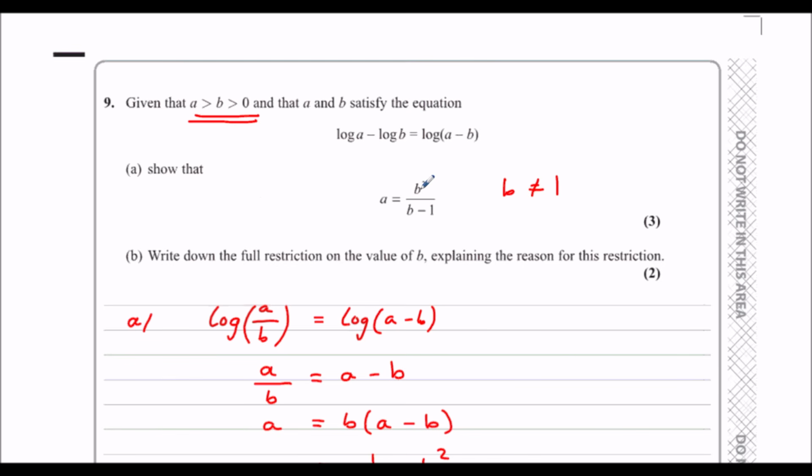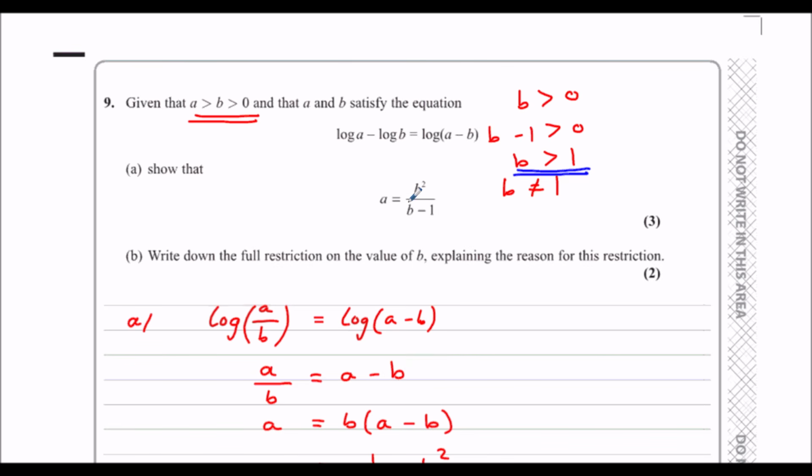So for b to be positive, it's got to be above 0. So b's got to be greater than 0. But for a to be positive, b minus 1 has got to be positive. So b squared is always positive. A positive divided by a negative will be negative. So b minus 1 has got to be positive, which means b has got to be bigger than 1. So that's the restriction. B's got to be bigger than 1. And then any answer, as it gets bigger, a will be bigger than b. So that's not a problem.